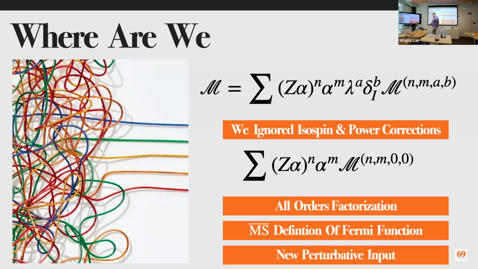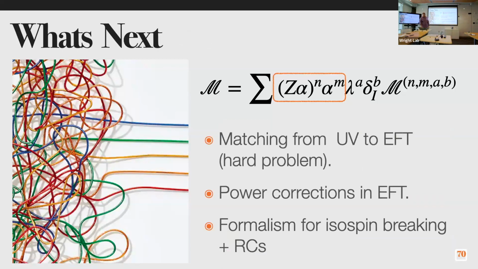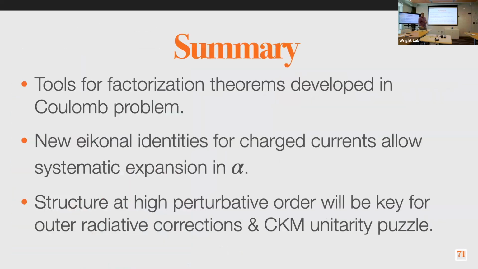So, stuff that needs to be done. There's interesting work to do for computing power corrections in this effective field theory that I've given the whole talk about. I also think it's interesting to revisit the formalism for isospin breaking and radiative corrections to understand if they actually do factorize and what that looks like. Okay, and then this is my summary, and I won't go over it in words because I think I'm already over time.